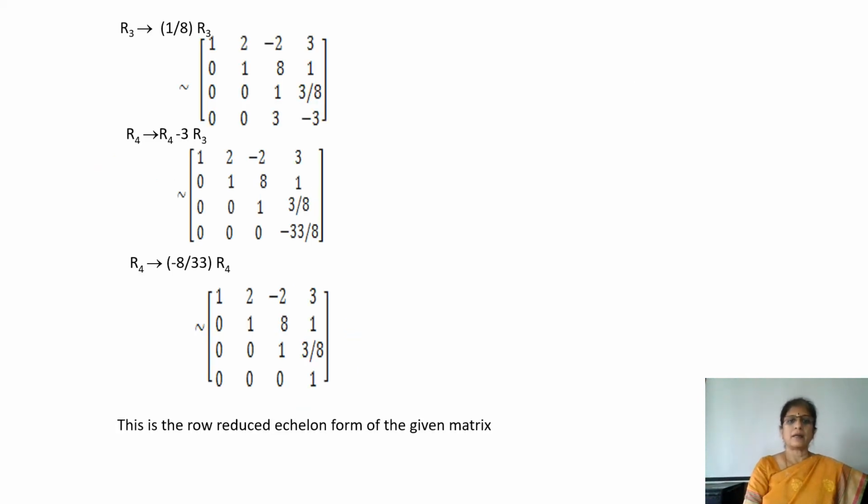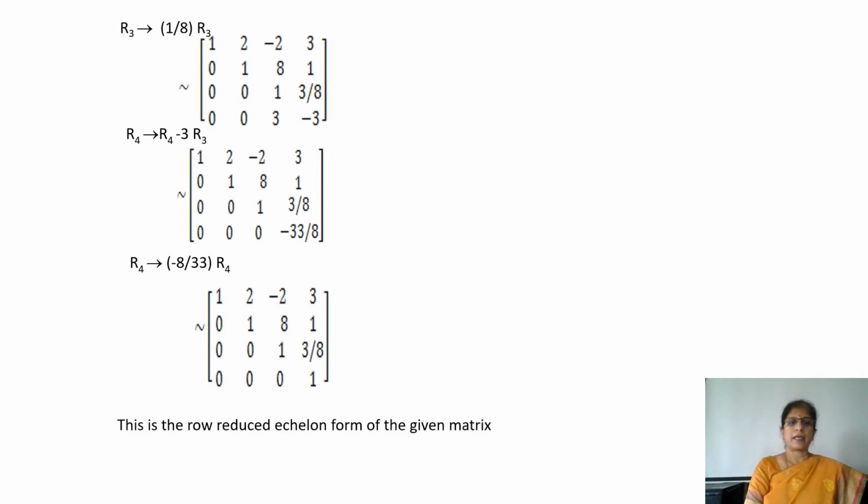Now in the third row, the leading entry after zeros is 8. So our purpose is to make it as 1. Therefore, let us divide the row 3 elements by 8. That is R3 changes to 1 by 8 R3. That gives us the matrix with the elements 1, 2, minus 2, 3, 0, 1, 8, 1, 0, 0, 1, 3 by 8 and the fourth row 0, 0, 3, minus 3. Now you can look that the first 3 rows are already in the echelon form. So now our purpose is to reduce the fourth row.